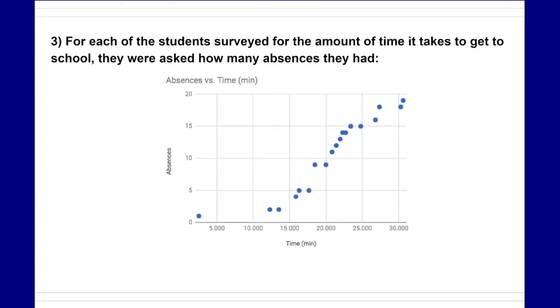Next one, each of the students surveyed for the amount of time it takes to get to school were then asked how many absences they had. So we're looking at the amount of time it took to get to school and the absences. Think about what's one conclusion, again, that you can take away from this.